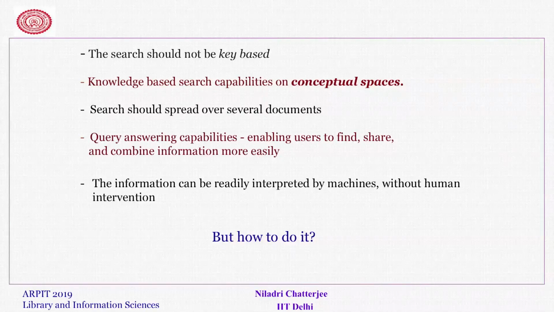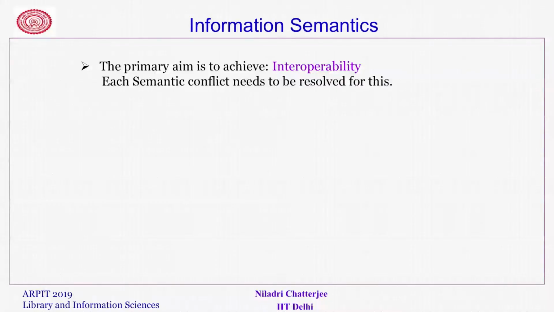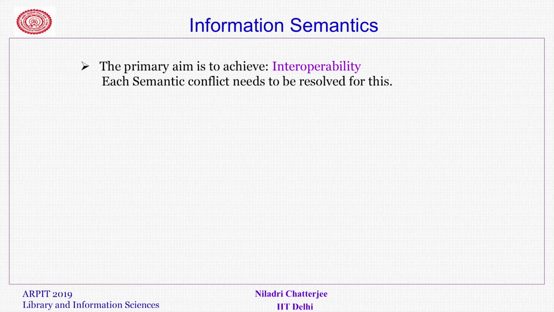Therefore, the obvious question is how to do it. So, we have to focus on semantics, so that the machines have the capability of interoperating with each other. Each semantic conflict needs to be resolved for this. Now, what is a semantic conflict?